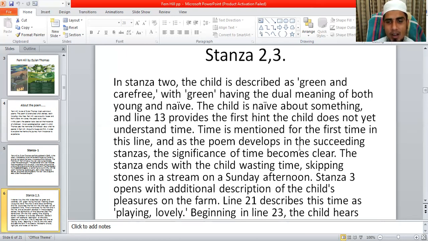And as the poem develops in the succeeding stanzas, as the thought of the poem gradually develops, he gives the idea about time. So the significance of time becomes clear with the development of the thoughts. The significance of time also becomes clear.